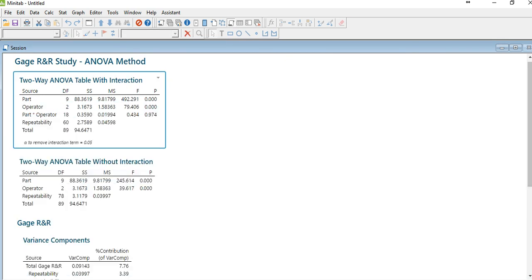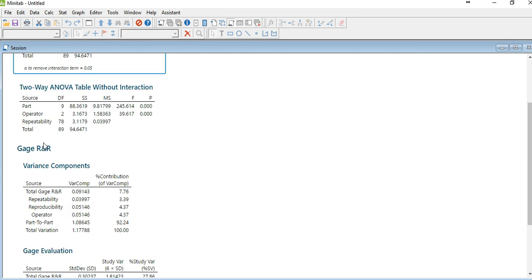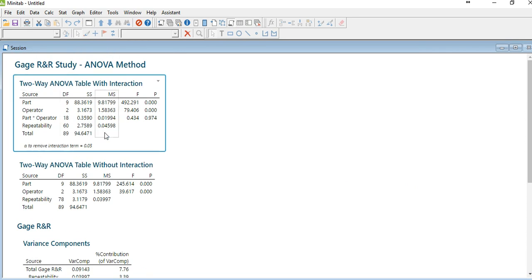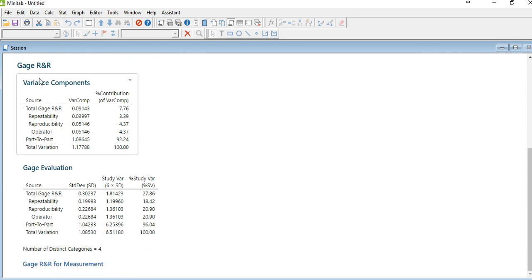And the numerical output. We can ignore this ANOVA part because we are going to talk about it later. If you focus on the Gage R&R part, the first part is the variance component. It breaks down the variance into different components of Gage R&R, which include repeatability and reproducibility, and also the part-to-part.